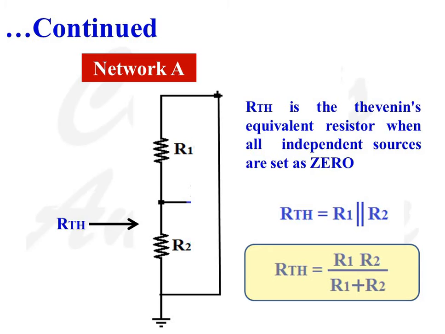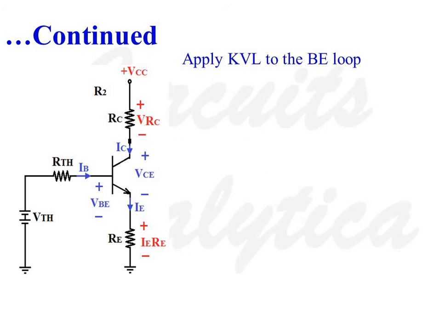Now we can draw the Thevenin equivalent of network A as a voltage source VTH in series with resistance RTH, where VTH is equal to VCC divided by R1 plus R2, into R2, and RTH is equal to R1 R2 divided by R1 plus R2. This is the voltage divider biasing circuit after replacing network A with its Thevenin equivalent. Now let us apply KVL to the base emitter loop of the transistor.